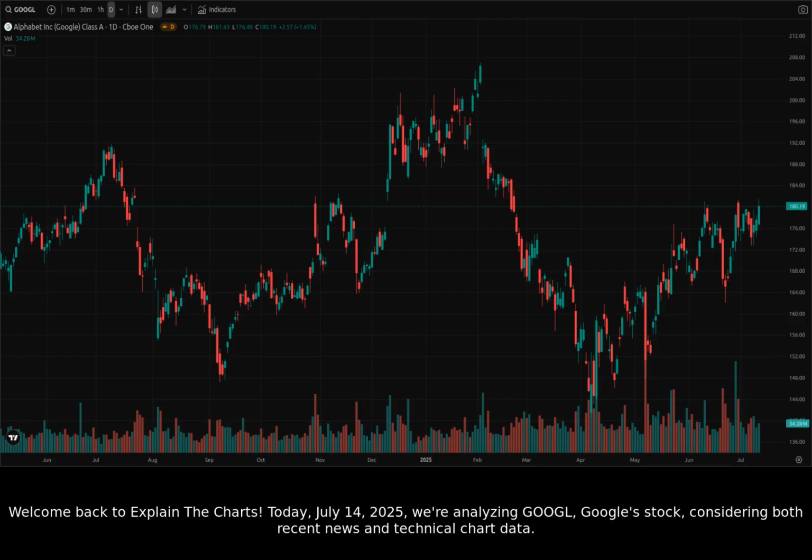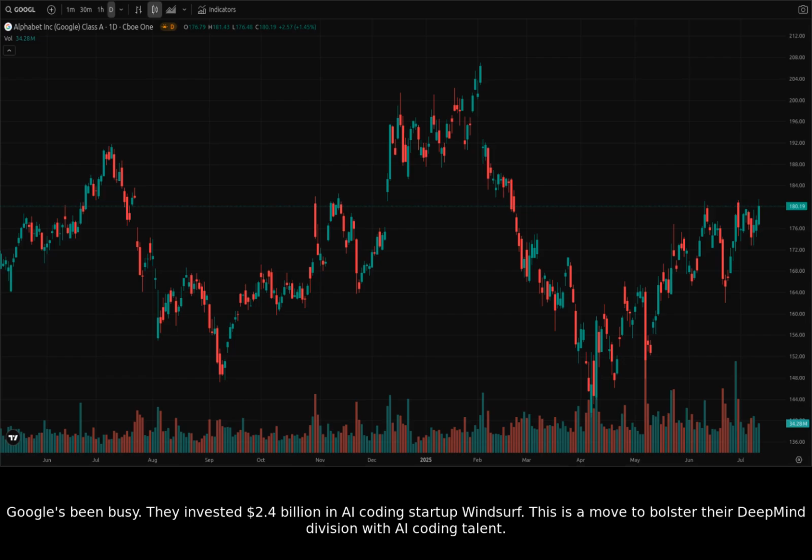Today, July 14th, 2025, we're analyzing Google stock, considering both recent news and technical chart data. Google's been busy. They invested $2.4 billion in AI coding startup Windsurf. This is a move to bolster their DeepMind division with AI coding talent.